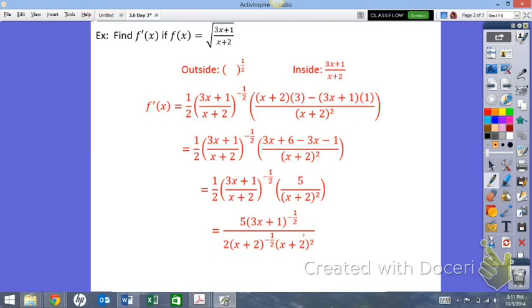So now that they are separated, I notice in the denominator I have like bases. So when I multiply like bases, I add exponents. So then that would be (x plus 2) to the negative 1/2 plus 2, which is going to give me a positive 3/2. And then that (3x plus 1) that's raised to the negative 1/2 can be moved to the denominator. So I end up with 5 over 2 times (x plus 2) to the 3/2 times (3x plus 1) to the 1/2.